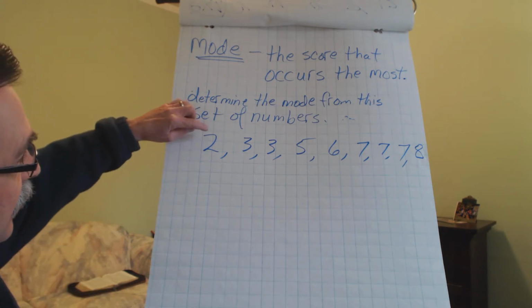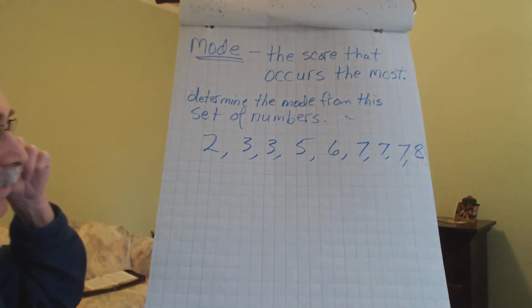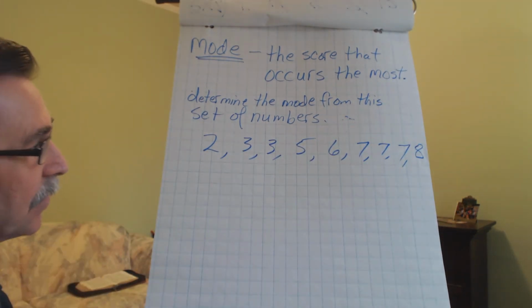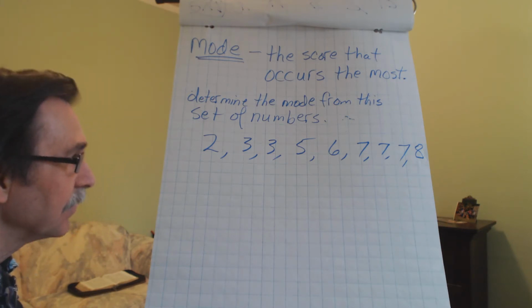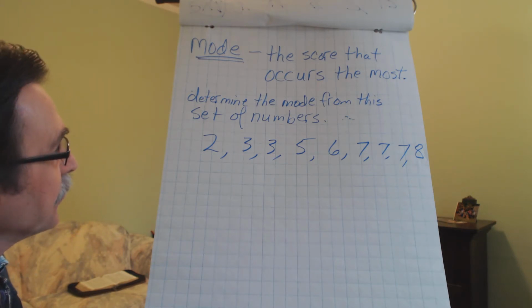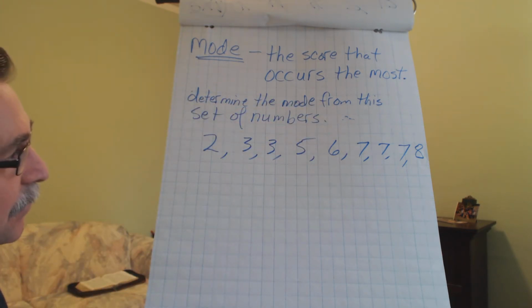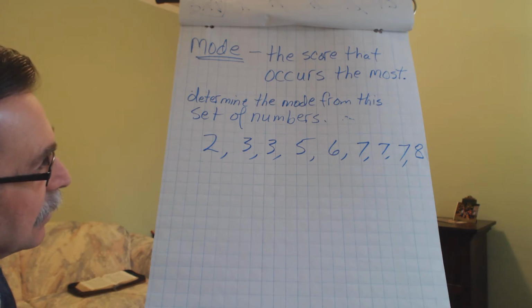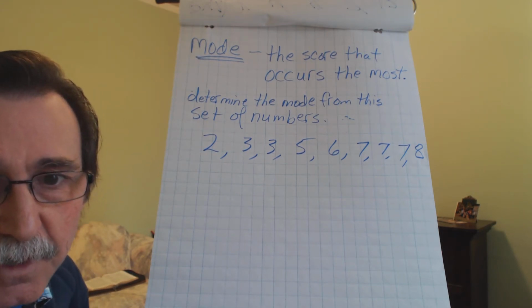So how many scores do we have altogether? 1, 2, 3, 4, 5, 6, 7, 8, 9. Okay. That's going to be awkward if we're going to try and take an average or a mean of that, but we're not doing that right here. So what is it we're looking for? Determine the mode from this set of numbers. Well, you look at the number that occurs the most. Which number occurs the most? It's pretty evident, isn't it?